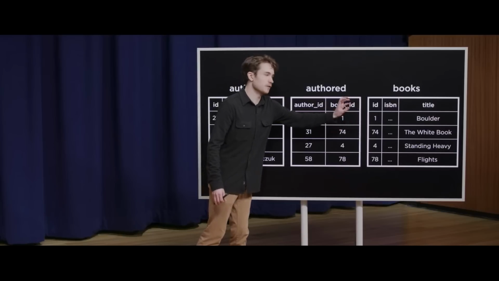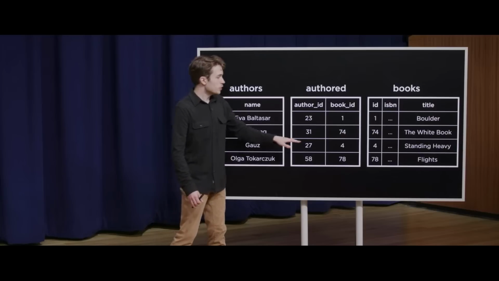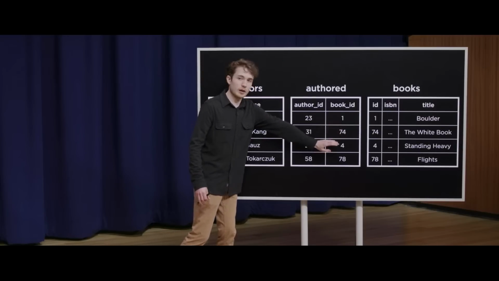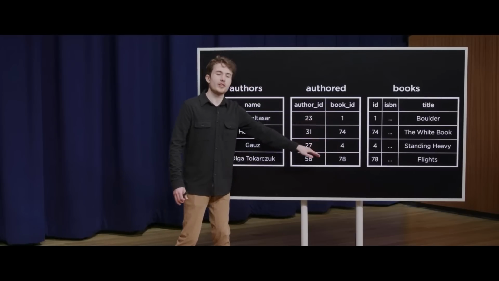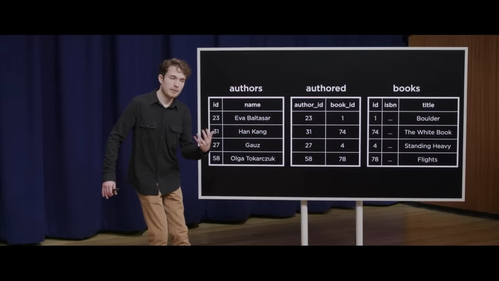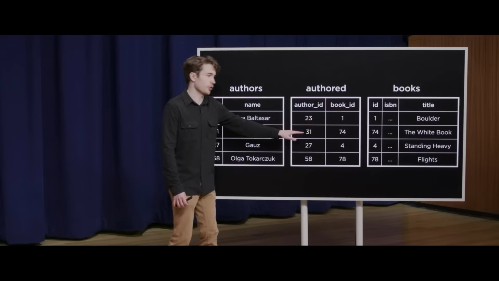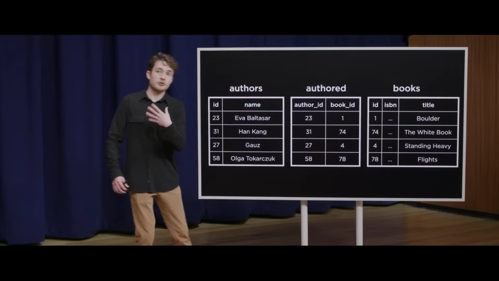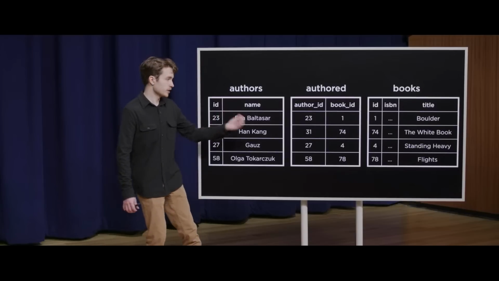So Boulder has the ID of 1. Let's say 3 people wrote Boulder. Well, in this case, we could adjust this. I could say this is no longer 74, this is 1. And same thing here. This is not 4, this is 1. We have the book ID 1 in here more than once. It's in here 1, 2, 3 times. But what we're saying each time is that, well, 23 was an author of 1. 31 was an author of 1 as well. And so was 27.